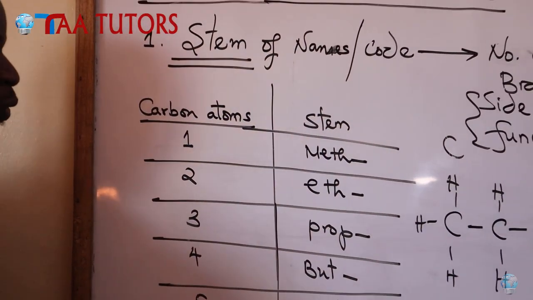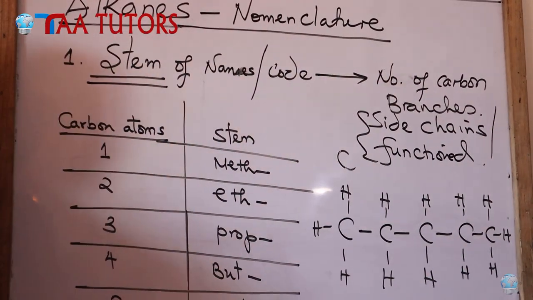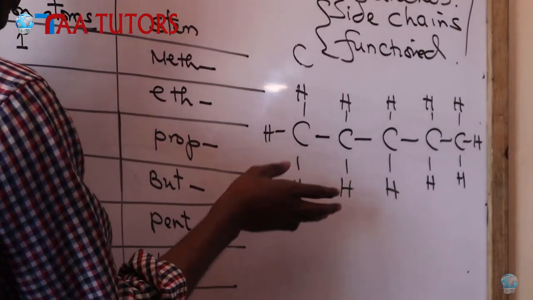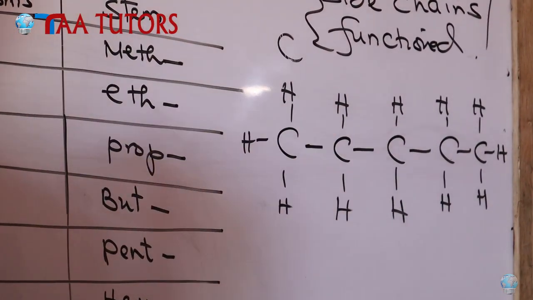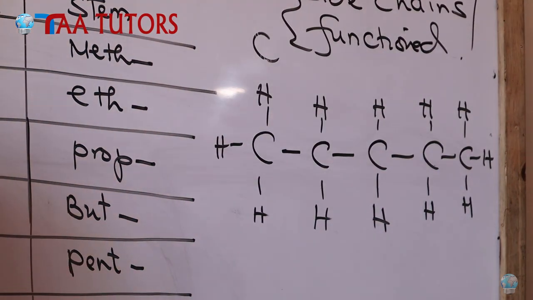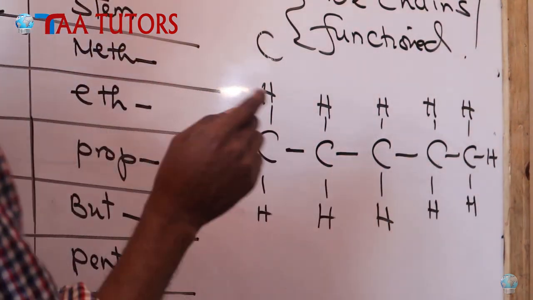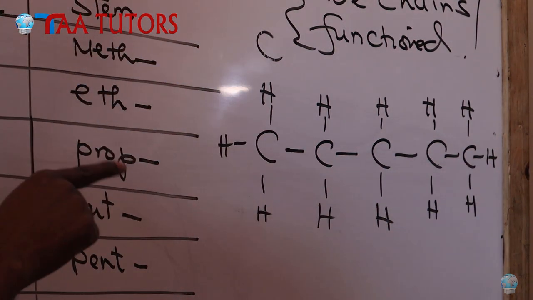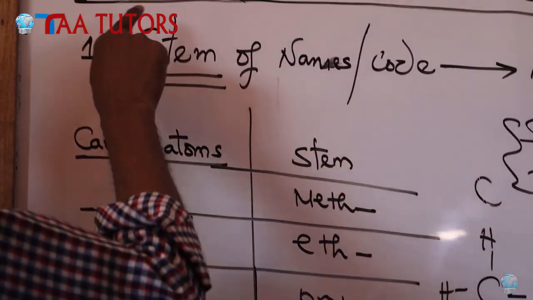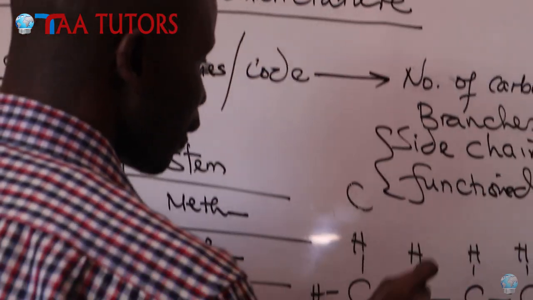But for this one, we will simply count the longest chain. Nothing else other than hydrogen is branching. If anything other than hydrogen is branching, then we have to put that thing in the name. But in this case, hydrogen is not really included. So we have 1, 2, 3, 4, 5. So this compound here is saturated. It means that it has single carbon-carbon bonds, meaning it belongs to alkanes. We have identified that.